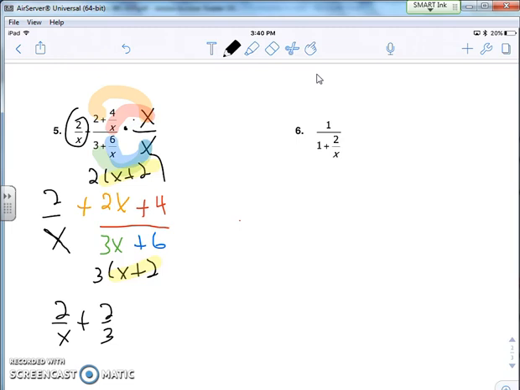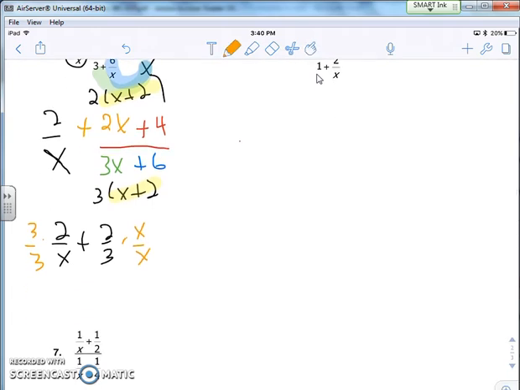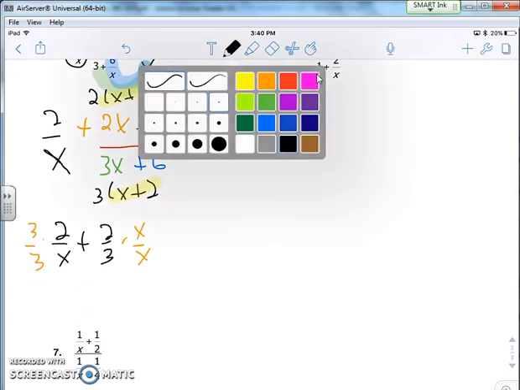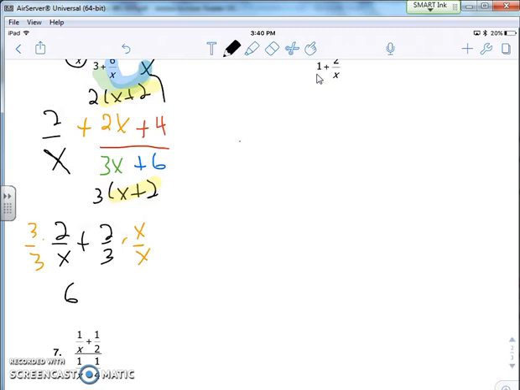And the LCD here is 3x. So I'm going to multiply the first term by 3 over 3, the second term by x over x, and I get 6 over 3x, let's put them together, 6 plus 2x all over 3x. And there's our answer.